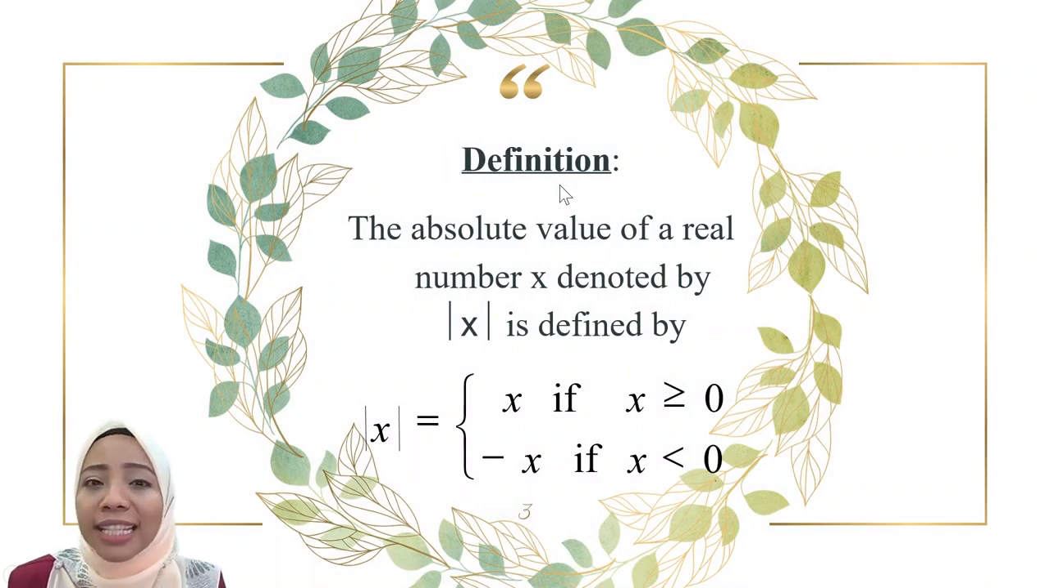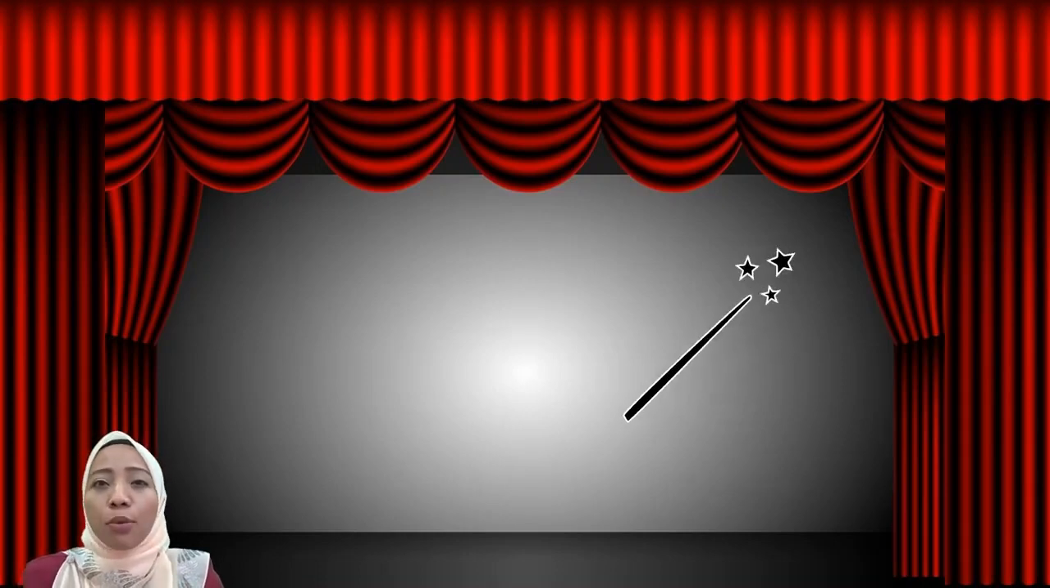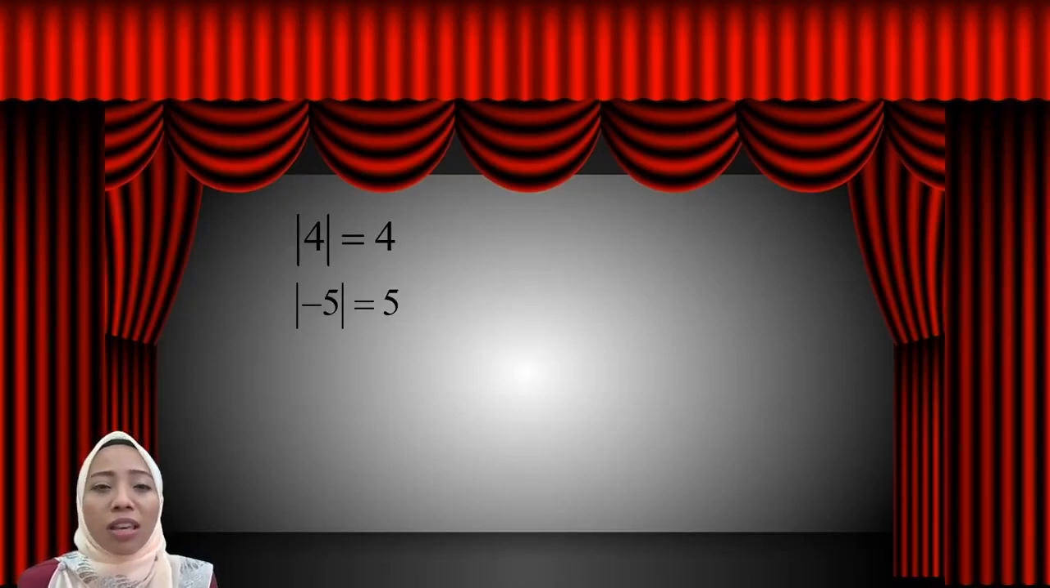Okay, first of all, let's have a look at the definition of absolute values itself. Absolute value is denoted by the modulus of x, and it means that x can be either positive or negative. Imagine that absolute value is like a magic wand. If we put in positive values, it will give us positive. But if we put in negative values, it will also give us positive.